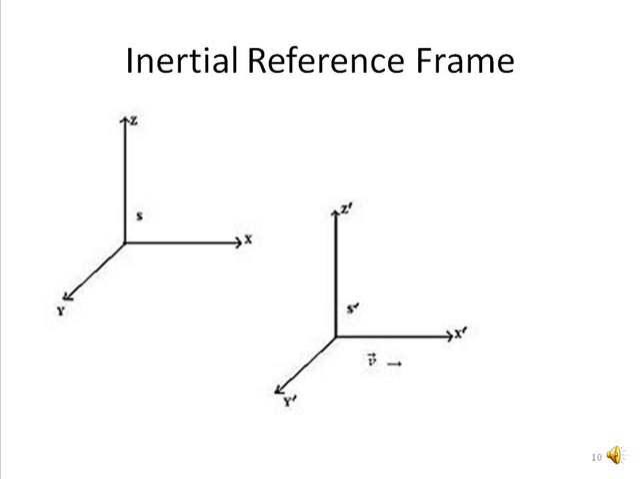So attached to an observer that's moving at some constant velocity v, we can define a new set of coordinate systems, x', y', and z'. These define inertial reference frames if they differ as a function of time by some constant velocity times the time.